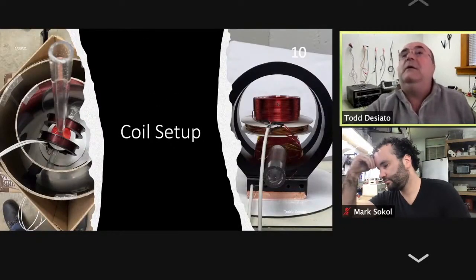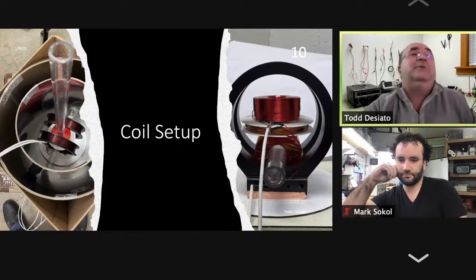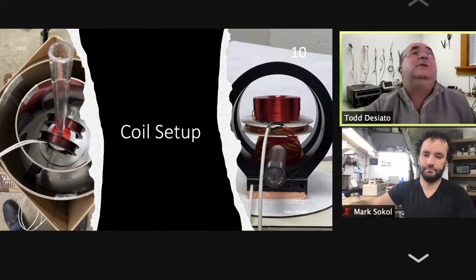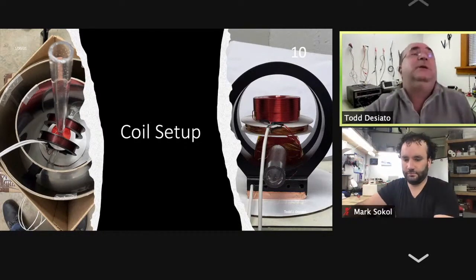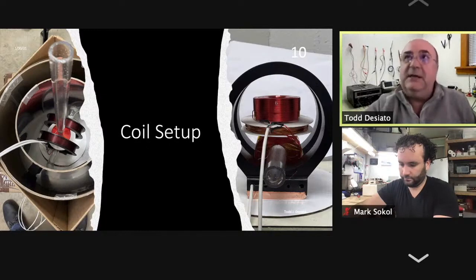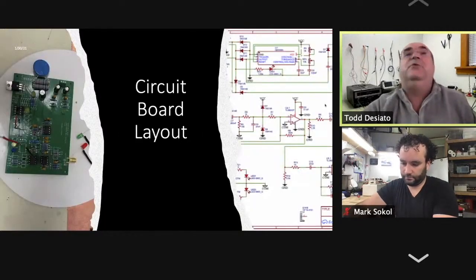And then this is my pre-polarizing coil, and this is my sample tube. So the sample goes down this tube, which can be weighed or balanced or whatever I want, and it sits inside this coil, and then I can adjust the magnetic field however I need it and take readings. And this coil is then attached to a circuit board that I designed.